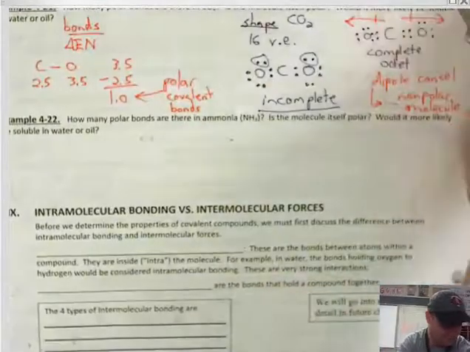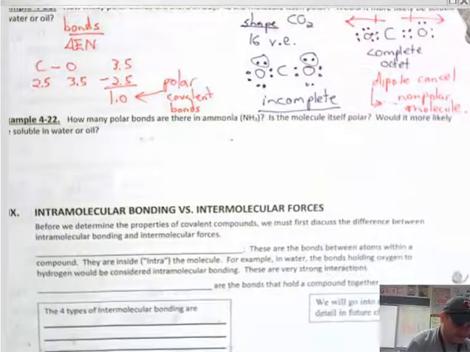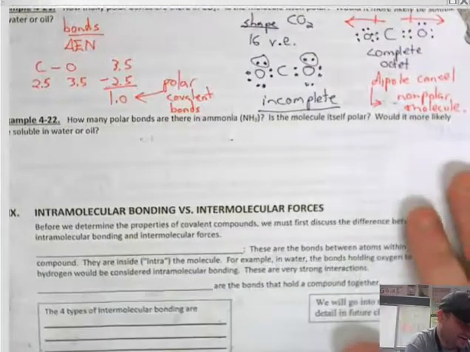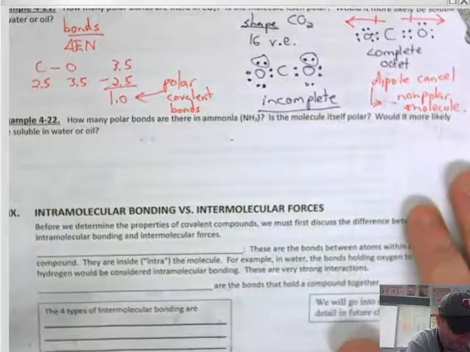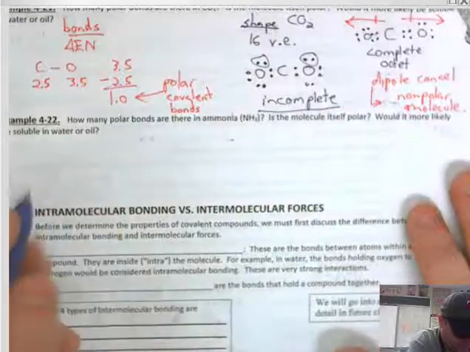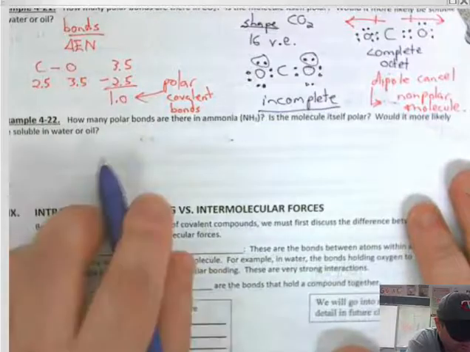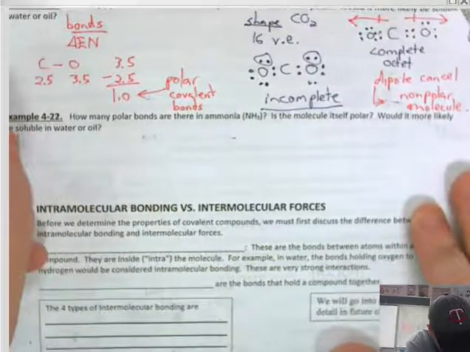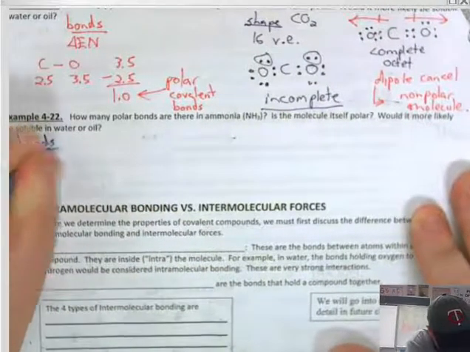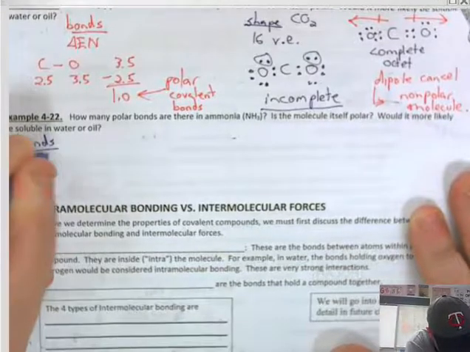Okay. Last one we have to do here. How many polar bonds are there in ammonia, NH3? Is the molecule itself polar? Would it be soluble in water or in oil? Here we go. So we have to do the bonds first, right? We have to do the electronegativity difference.